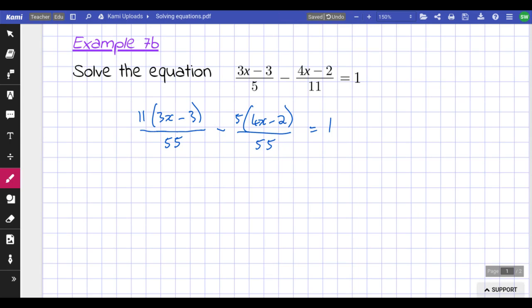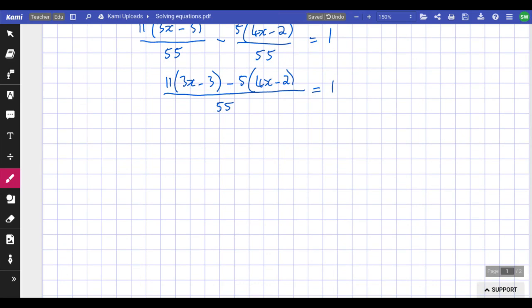Now we can combine this into a single fraction. So we've got 11 lots of 3x minus 3 minus 5 lots of 4x minus 2. And the difficulty in this equation is all the negatives. So all of that's over a single common denominator of 55, still equal to 1. So as we did in the last example, I'm going to multiply both sides by 55, and at the same time, expand out the brackets on the numerator.